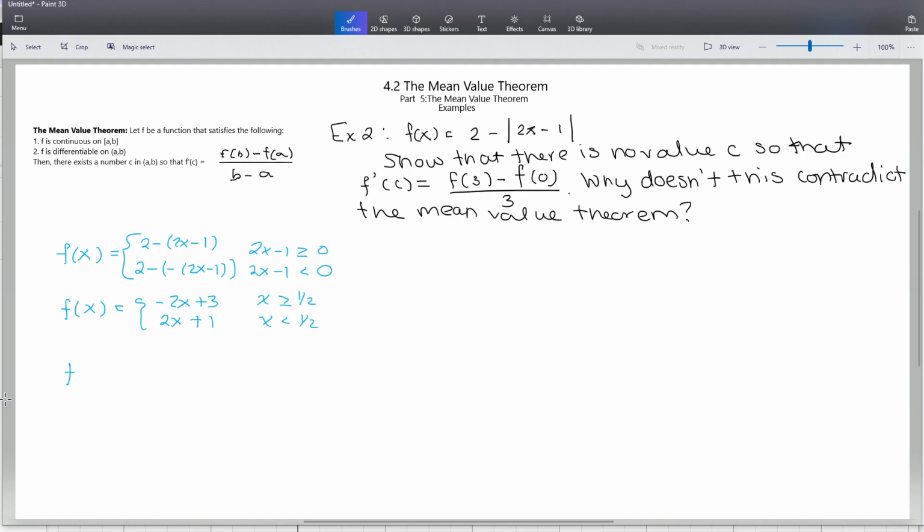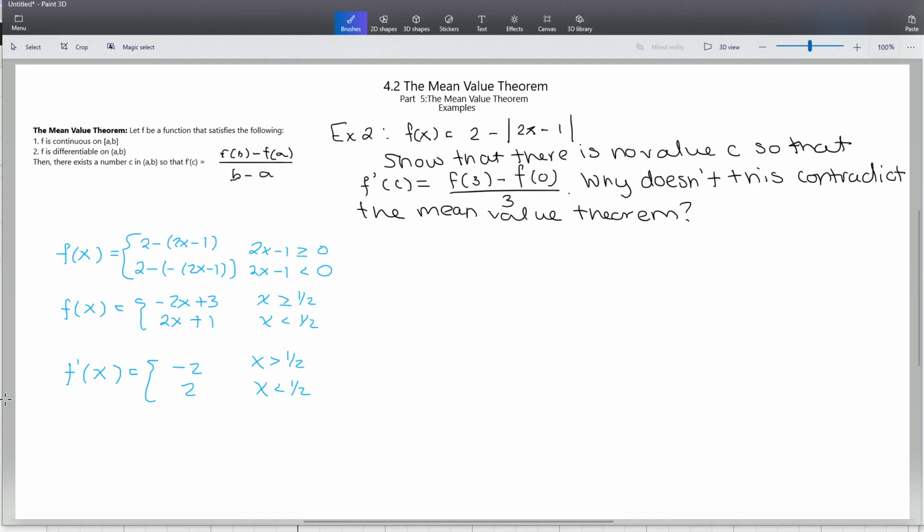All right, so now let's look at the derivative. The derivative is also going to be piecewise. In the top condition, if x is greater than 1/2, we know that the derivative is going to be -2. And in the bottom condition, where x is less than 1/2, we know that the derivative is going to be +2.